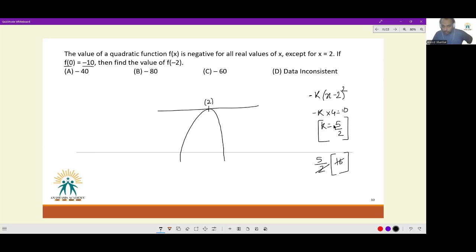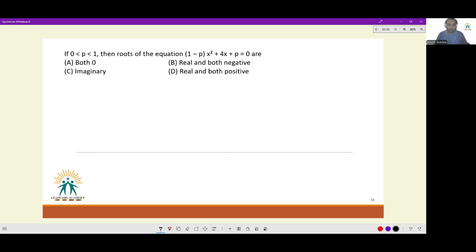Minus k. K is equal to minus 5 by 2. It is a downward facing parabola, so the extreme number has to be negative. Then minus 5 into 8, or the final result we obtain is minus 40, so it has to be option A. Okay. Wonderful. Next question now.